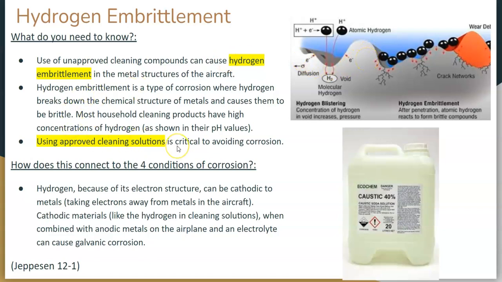So again, using only approved cleaning solutions is critical to avoiding hydrogen embrittlement. And again, I didn't define this super well, but hydrogen embrittlement means that when you introduce hydrogen to the surface of a metallic structure, it can cause it to become brittle. So again, we don't want that to happen. Use the approved cleaning solutions, because by not doing so, you introduce cathodes into a situation that otherwise could become very galvanic. We've got a quiz question for you. Let's knock it out.